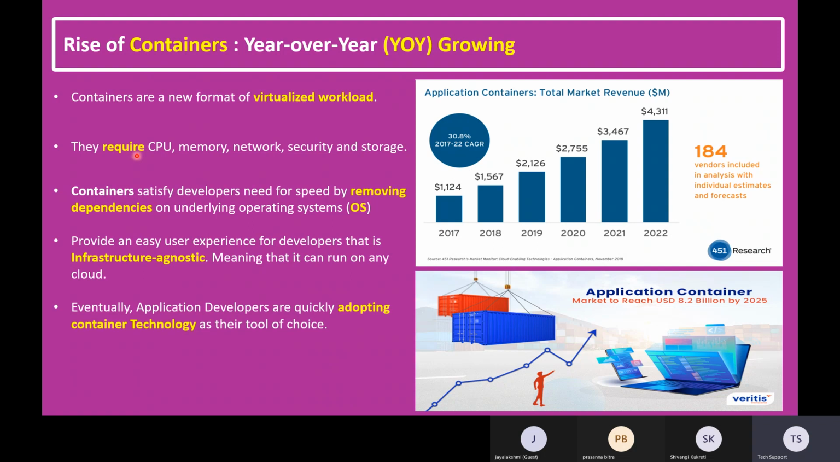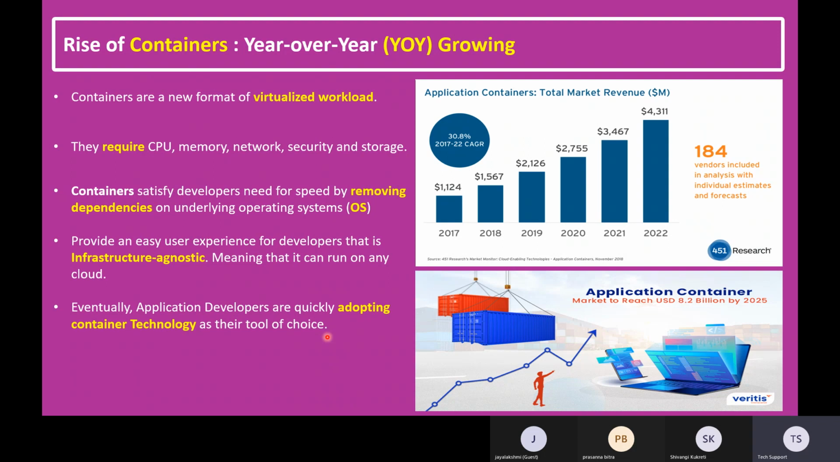And just like a virtual machine, a container also requires CPU, memory, network, security and storage. These are the common resource requirements for containers also. And containers satisfy developers' need for speed by removing dependencies. The main purpose of a container is that there is no dependency on the underlying operating system. This is the key point here. And it provides an easy user experience for developers that is infrastructure agnostic. Agnostic means it runs on any cloud. And eventually, application developers are quickly adopting container technology as their tool of choice. They can go with any container, either Docker or other third-party tools.